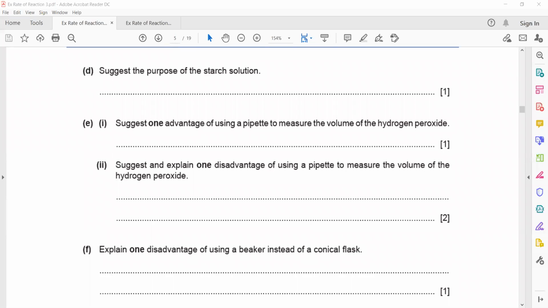What is the advantage of using a pipette over a measuring cylinder? The pipette is more accurate, it can measure the volume accurately. Then state and explain one disadvantage. What is the disadvantage of using a pipette? Because if you try to transfer the solution into another container or a flask, it will take time.